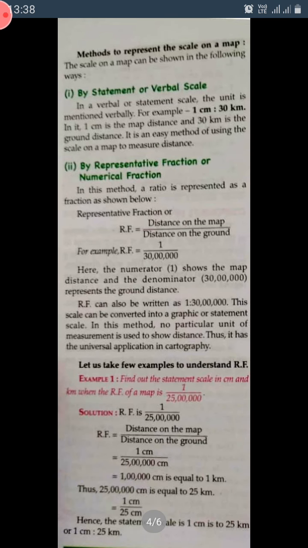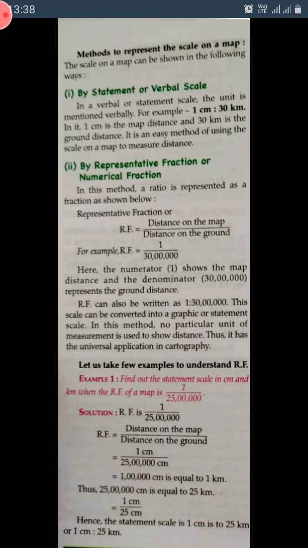So first is by statement or verbal scale. In this method, the scale is expressed in words. Example, 1 centimeter on the map represents 50 kilometer on the ground. This method is not very popular as it does not give the accurate measurement.